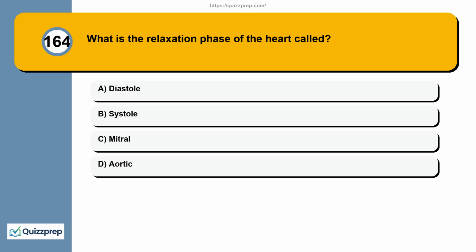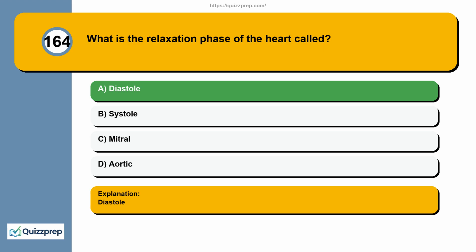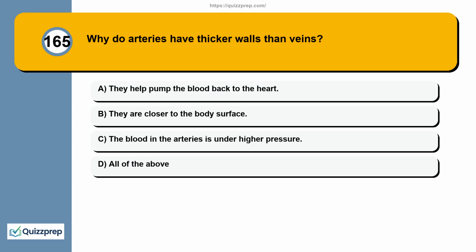What is the relaxation phase of the heart called? Option A, diastole. Option B, systole. Option C, mitral. Option D, aortic. The correct answer is option A, diastole. Question 165. Why do arteries have thicker walls than veins?